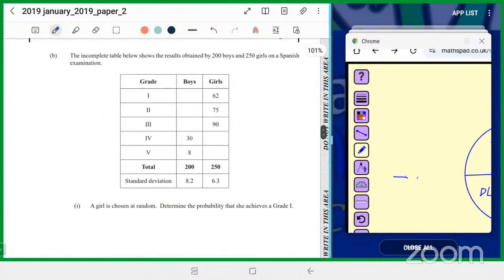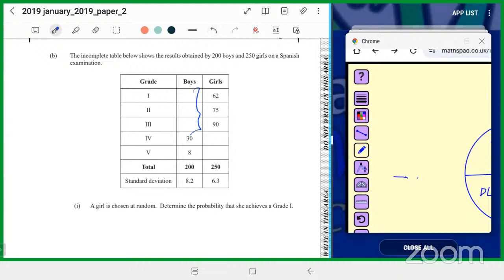All right, this one now. It says the incomplete table below shows the results obtained by 200 boys and 250 girls on a Spanish exam. So they give the grades for the girls, 1, 2, and 3. Those are passing grades. They did not show the failing grades, and this doesn't add up to 250. So it means that we have some people in here that we don't know. Then they give the 38 persons who failed, and they did not show the persons who passed up here.